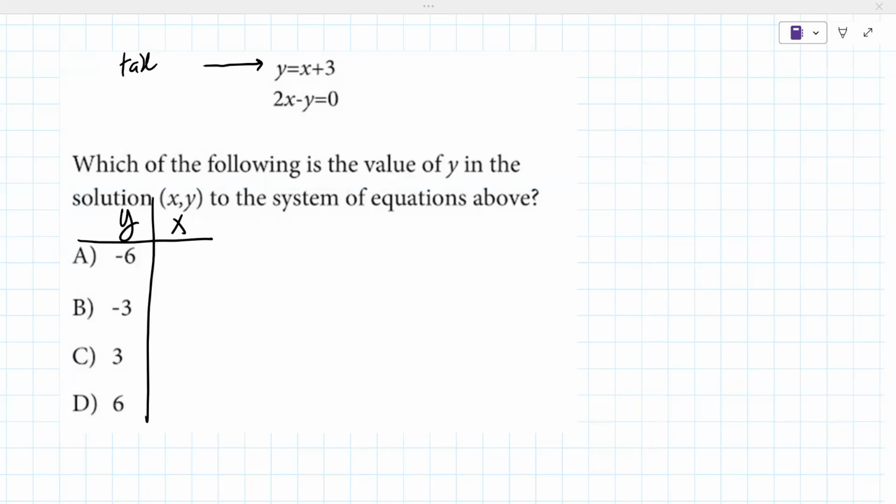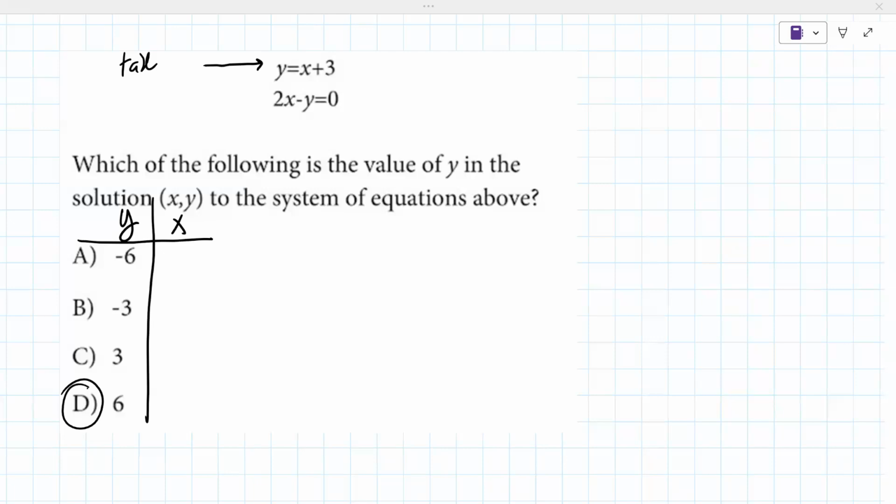B. Okay, you said D. Yeah. Give me your table if you did make one. I didn't make one. Okay. How did you solve it then? Like substitution. Okay. All right.